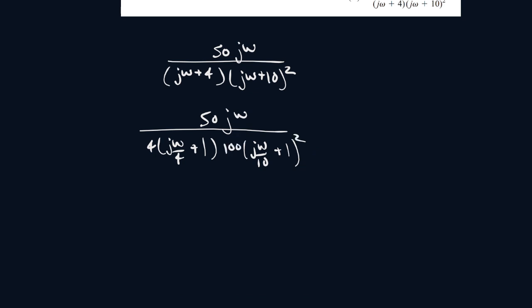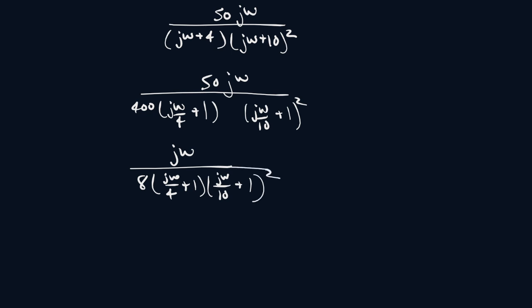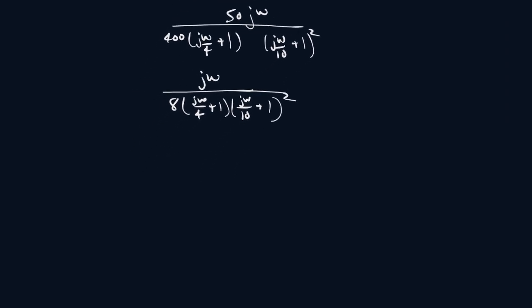This is just 100, and that means this is just 400. Okay, so 50 over 400, let me see what that is. That's 0.125 or just 1 over 8. So we can write this as the following. There we go. Now let's take the log to the base 10 for this.